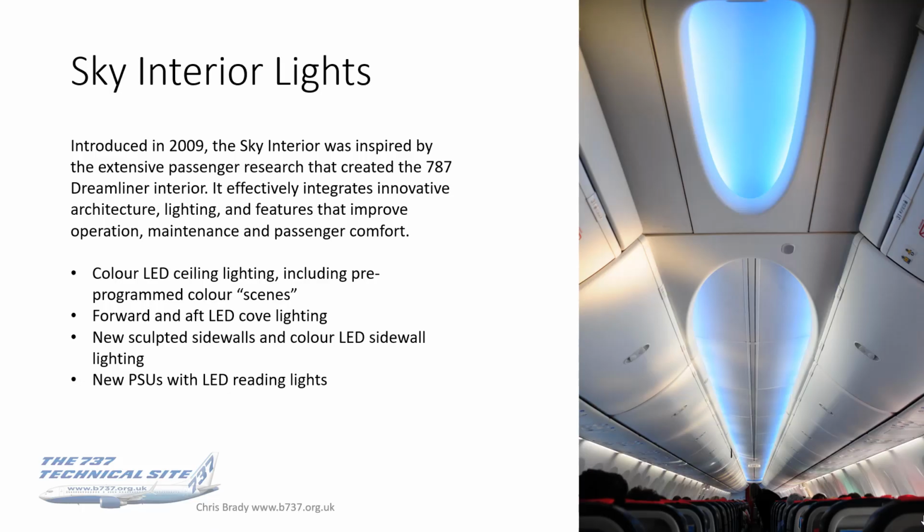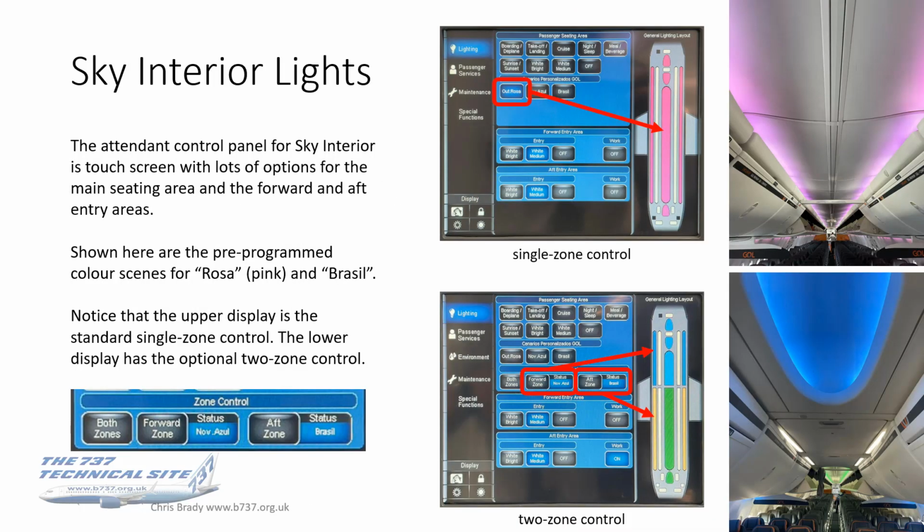And features you've got with this, for the first time you've got colour lighting with LEDs, and it includes pre-programmed colour scenes. Previously, lighting was always white. You've got forward and aft LED cove lighting. You've got new sculpted sidewalls and colour LED sidewall lighting, and new PSUs, passenger service units, with the LED reading lights. So it was an improvement, thanks to the 787, I guess, but just trying to keep pace.